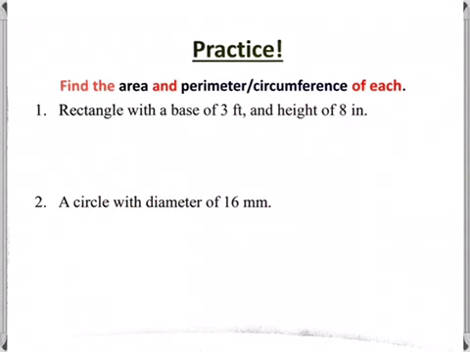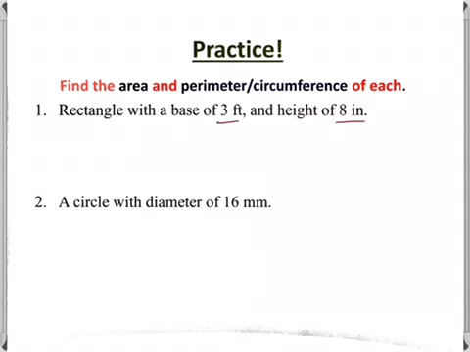All right, here we want to find the area and the perimeter/circumference of each. So for the first one, we have a rectangle with a base of 3 and a height of 8. Well, area we know is base times height for a rectangle. So that's 3 times 8, which gives us an area of, oh, just realized a mistake here. We don't want to take the values we have there. It's 3 feet and 8 inches.